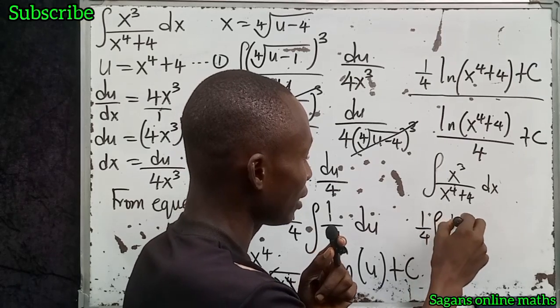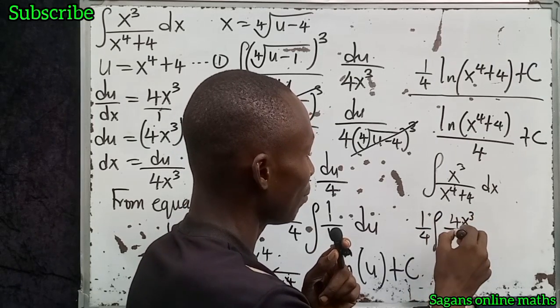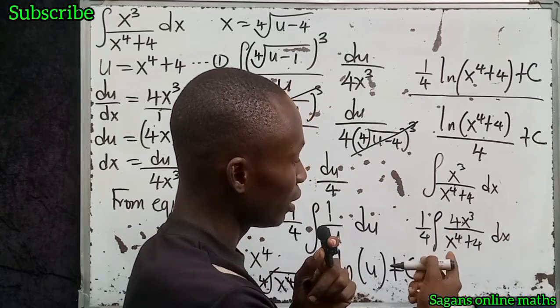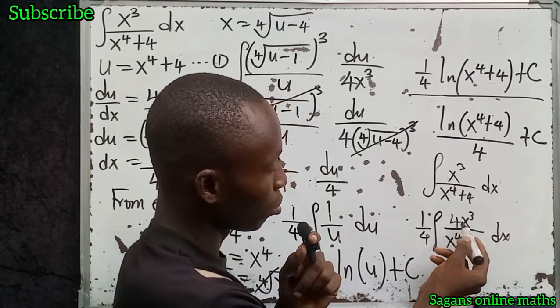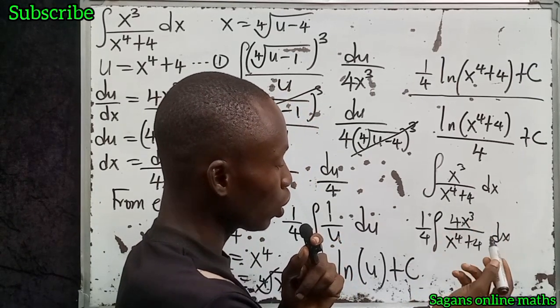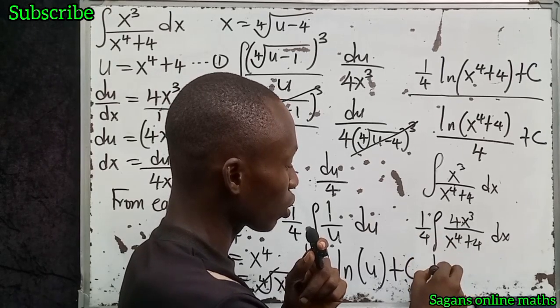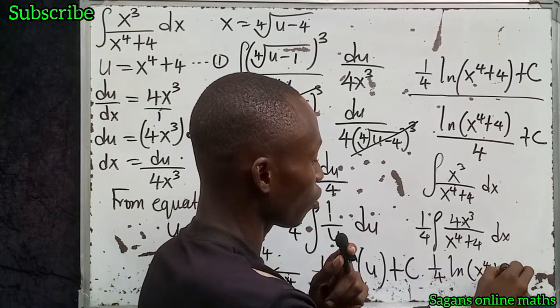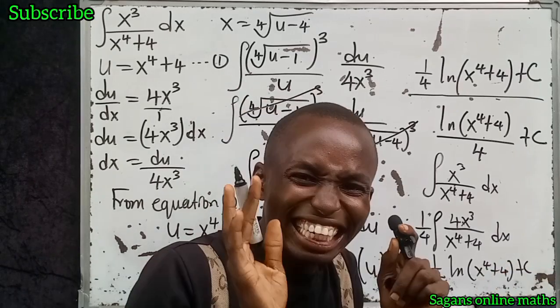The integral, and multiply this by 4 s to the power of 3 divided by s to the power of 4 plus 4 dx. Now they are the same thing. Since we know that if you differentiate the denominator now, you get exactly the numerator, which is 4s to the power of 3, just take the natural logarithm of the denominator, which is s to the power of 4 plus 4, plus the integration constant. And that is it.